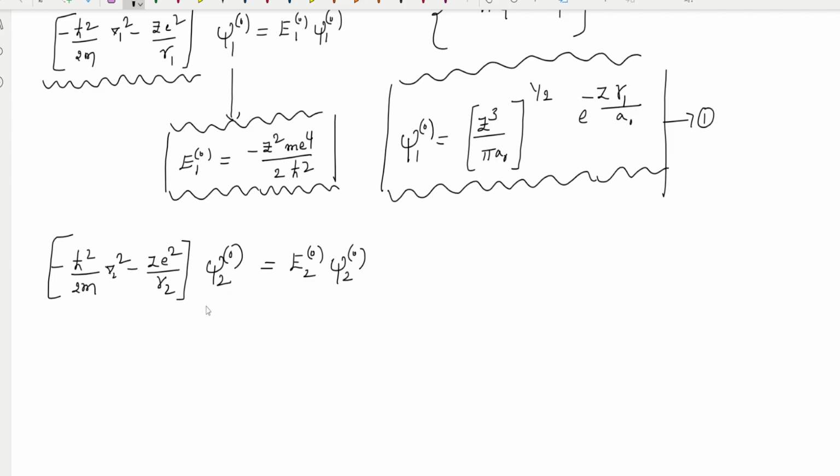Okay, here the a naught is the very, very important one. Bohr radius. We already discussed this one: h cross squared divided by m e squared. Or else you can write this as the Bohr radius.